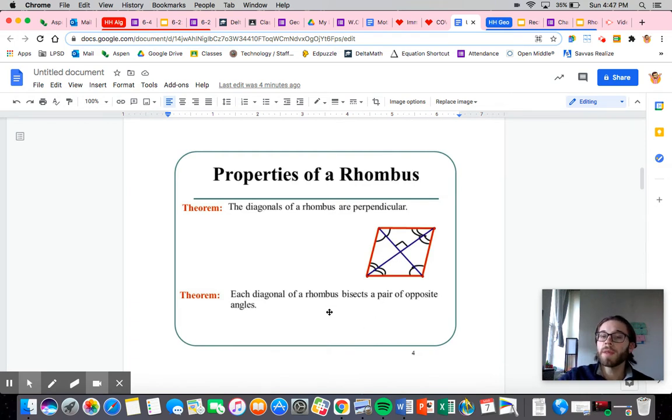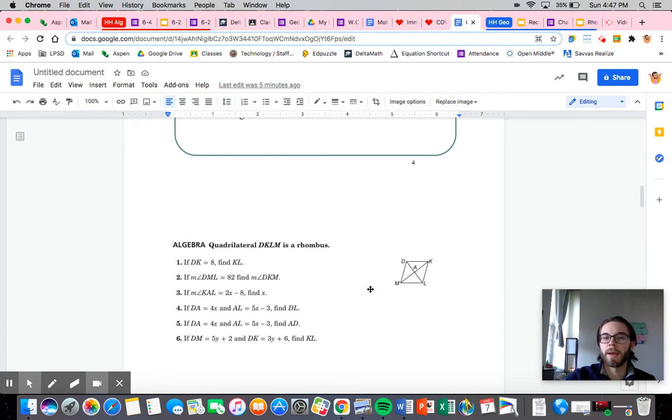Now, we also know that the diagonal of a rhombus bisects a pair of opposite angles, right? So the diagonal is cutting these into congruent parts, and this is congruent to this, and this is congruent to this. Okay, so those are the two important pieces of information. Now, where do those come from? Again, you have congruent triangles, CPCTC, and you have congruent or bisected angles. All right. So let's do some practice with that.